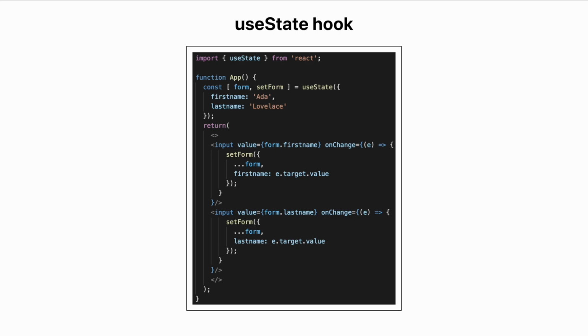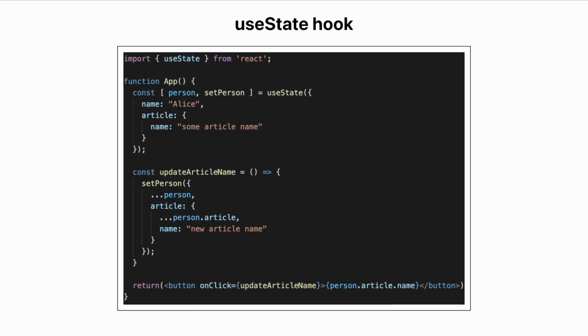We can put objects and arrays in a state variable. For example, here we are using a form object which contains firstName and lastName properties. While updating the state, we replace the entire object instead of mutating the object. Even when we update a nested object, we need to copy the nested object which we are updating as well as any object containing it on the way upwards. For example, here the article object's name property is updated in the event handler.